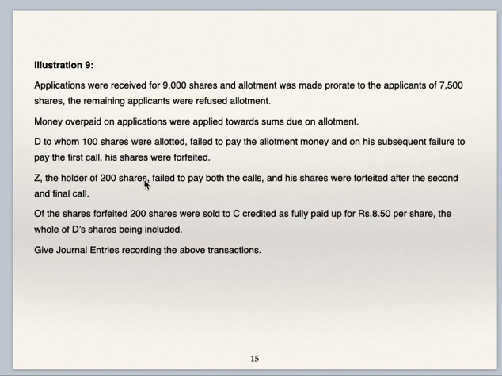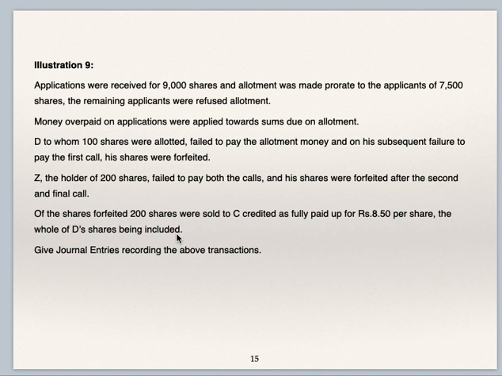Z, the holder of 200 shares, failed to pay both the calls. Z was having 200 shares. He has not paid first call as well as final call, and his shares were forfeited after second and final call. Of the shares forfeited, 200 shares were sold to C, credited as fully paid for 8 rupees 50 paisa per share, the whole of these shares being included.